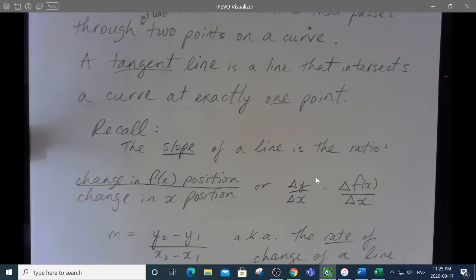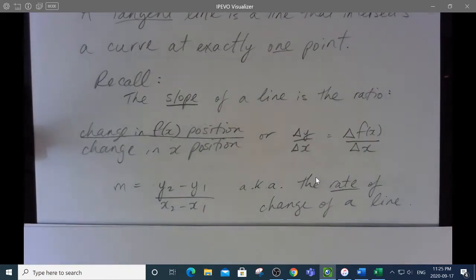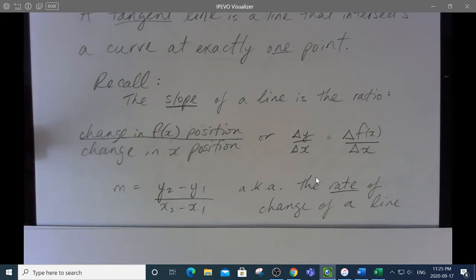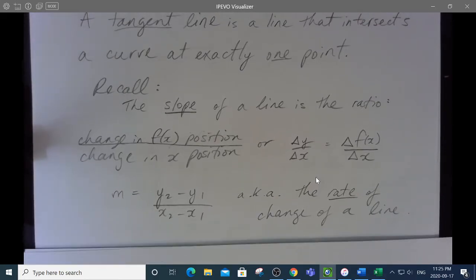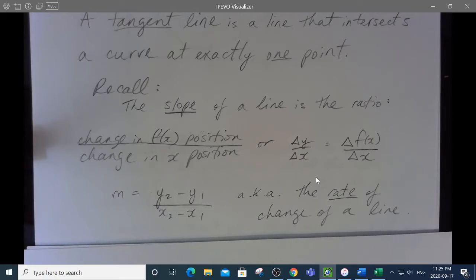And of course, there's the old formula that you learned for slope from way back in grade 10. So slope is y2 minus y1 over x2 minus x1. And we can also call that, of course, the rate of change of a line, because that's the change in how high it goes up and down and the change in how far it goes back and forth. The rate of change of a line is its slope.